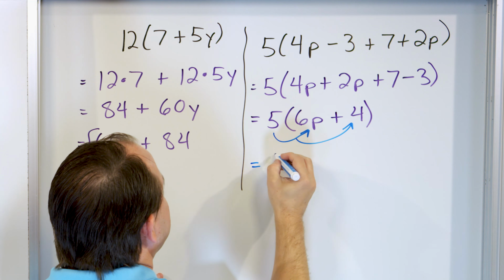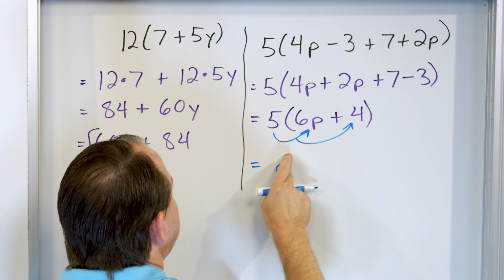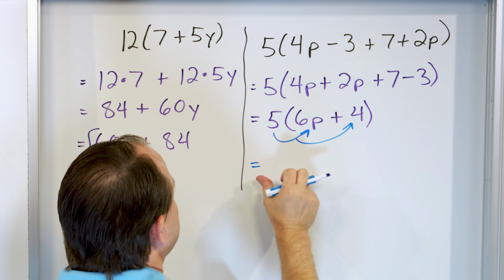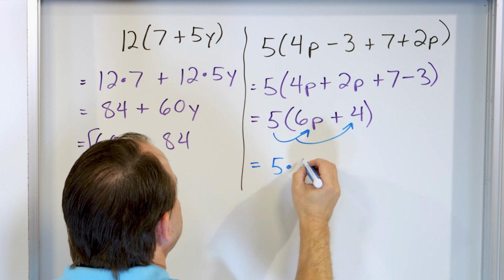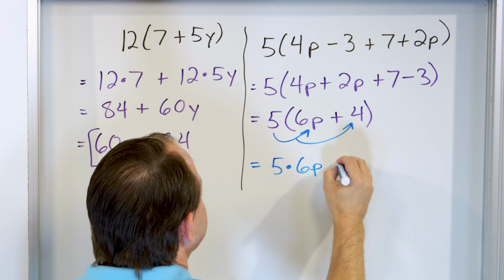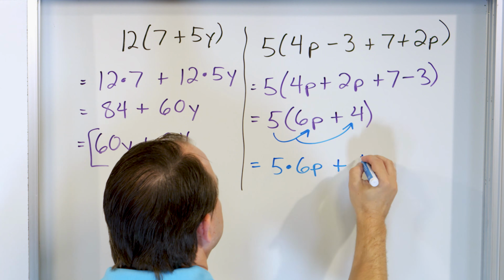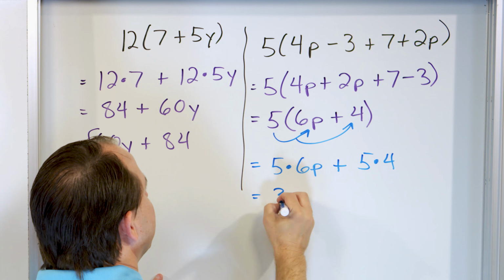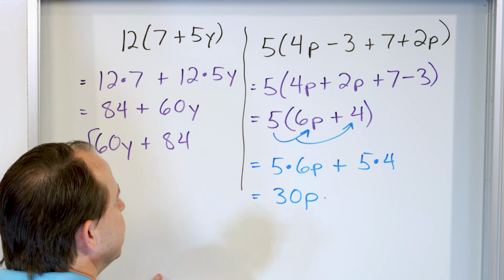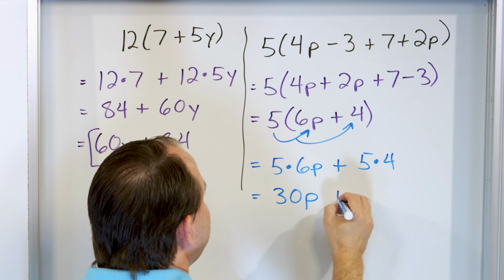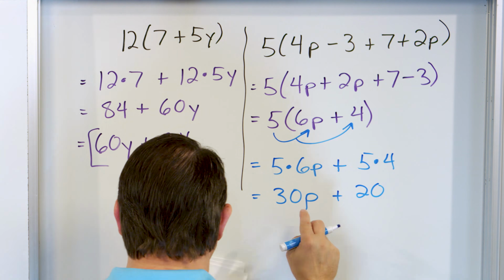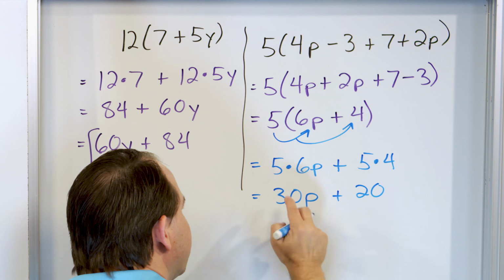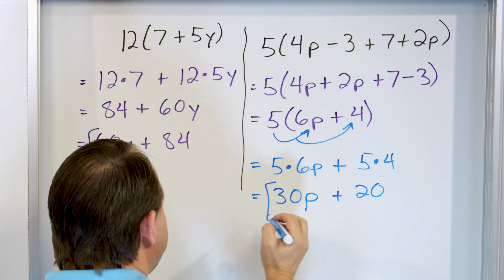So 5 times 6p, if I can write correctly, will be 5 here times 6p, plus sign from here, 5 times 4. What is this? 5 times 6 is 30. P comes along for the ride, as always. And then 5 times 4 is 20. So 30p plus 20, we have the variable term first, so that's what we want, and that's the final answer.